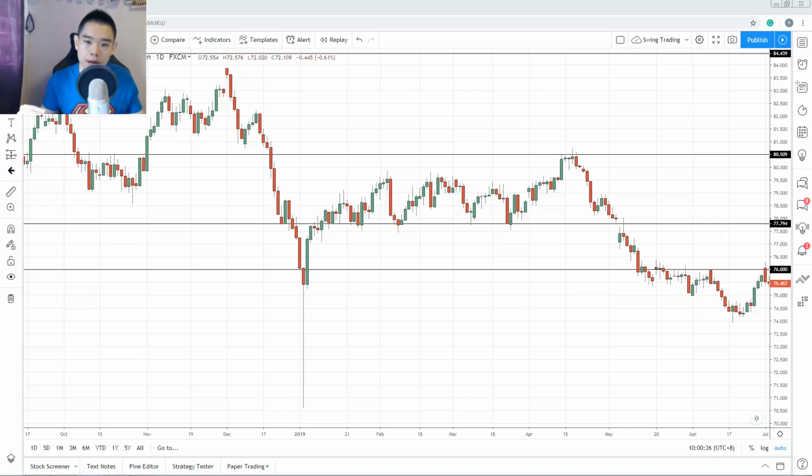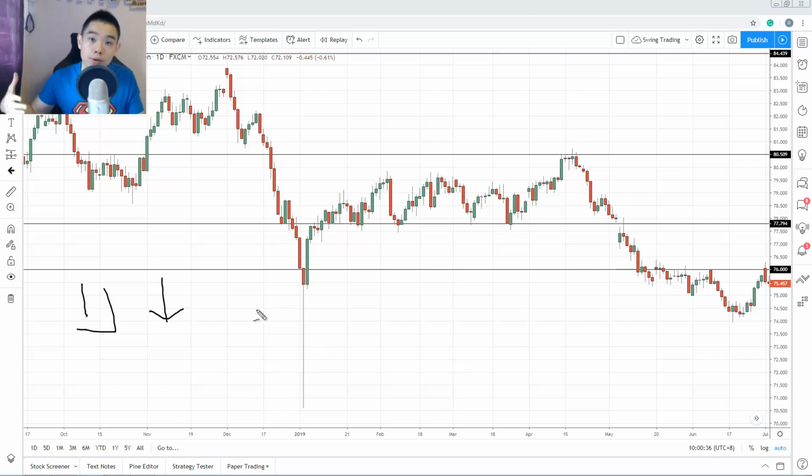Usually when I put on a trade, I like to ask myself a few questions. Number one, what is the market structure? When I was looking at this chart, I asked myself, what is the market structure? Is it in a range? Is it in a downtrend? Is it in an uptrend? Clearly in this case, I realized that the trend is down.